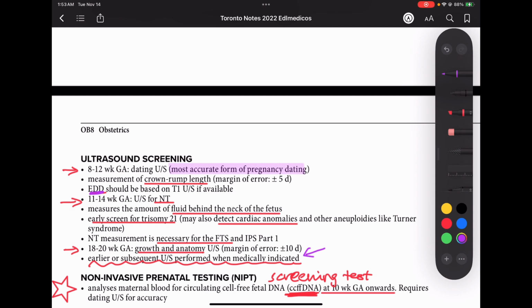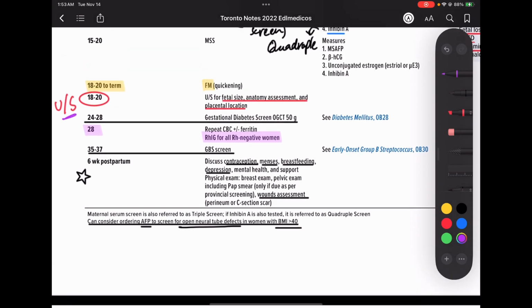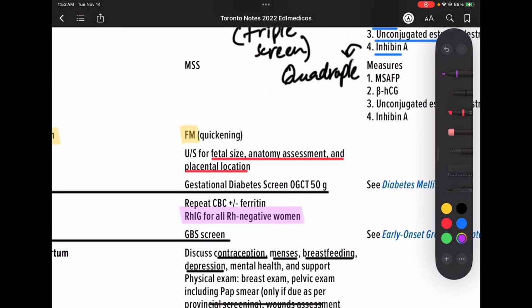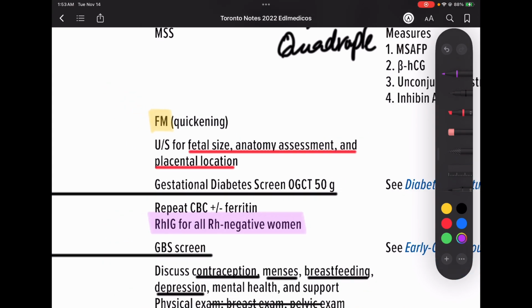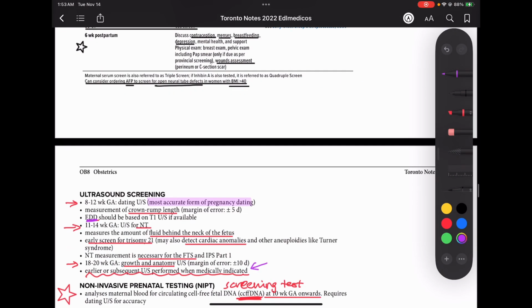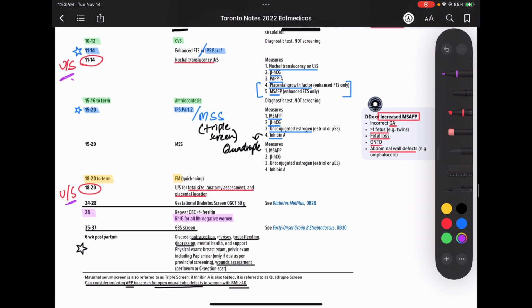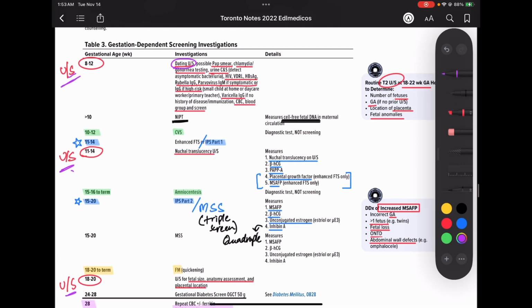And then at 18 to 20 weeks of gestational age, we do a growth and anatomy ultrasound, in which, as we described right here, we look for fetal size, anatomy assessment, and placental location. So that is the growth and anatomy ultrasound. Okay, so this was a quick look of ultrasounds.